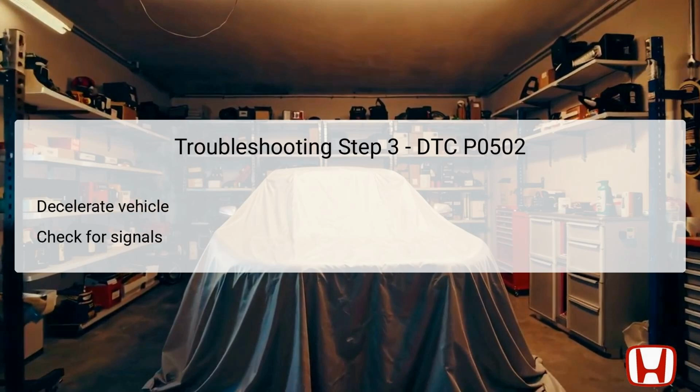In this step, after successfully driving the vehicle at the designated speed, the next action is to release the accelerator pedal and allow the vehicle to decelerate. This procedure is vital because it simulates the braking conditions that the CVT speed sensor may experience during regular driving. While decelerating, the TCM should continue to receive signals from the CVT speed sensor. If it doesn't, this reinforces the presence of an issue.